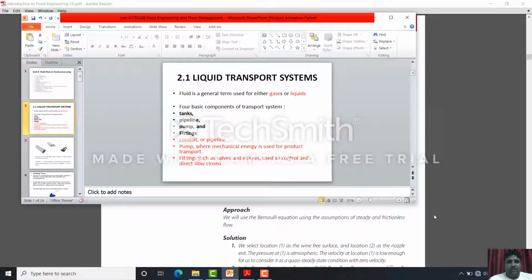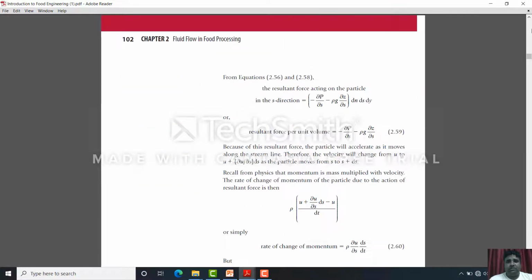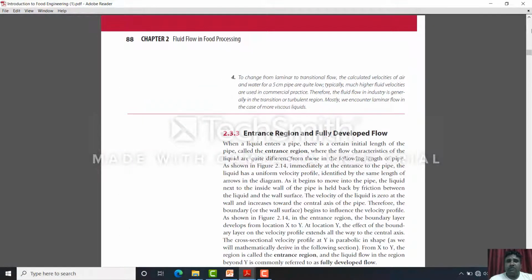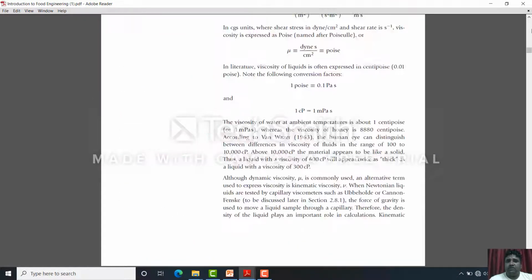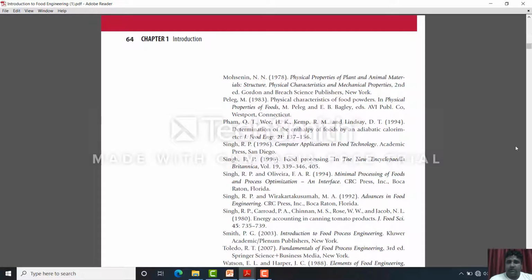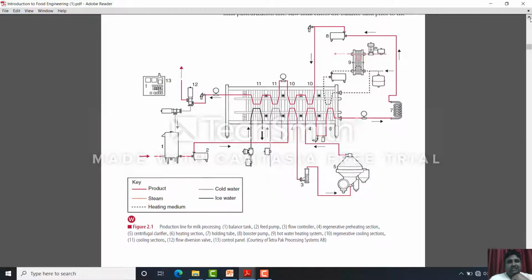Before starting that, I'd like to show some graphics that may help you understand why we need to study fluid, this liquid transport system. Here it is. So this is the diagram. I think you may have the book. In this diagram, the story starts here at point number 1, and it finishes at point number 12. It is a schematic diagram in which the author has shown the process of pasteurization.